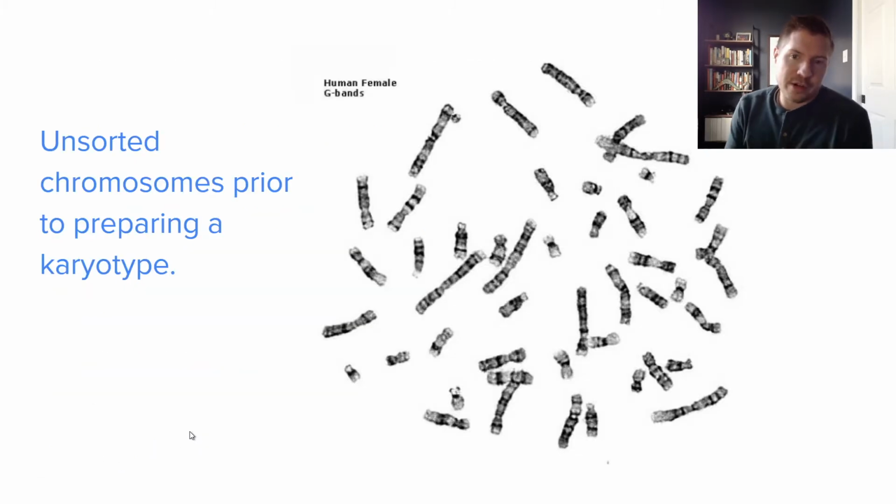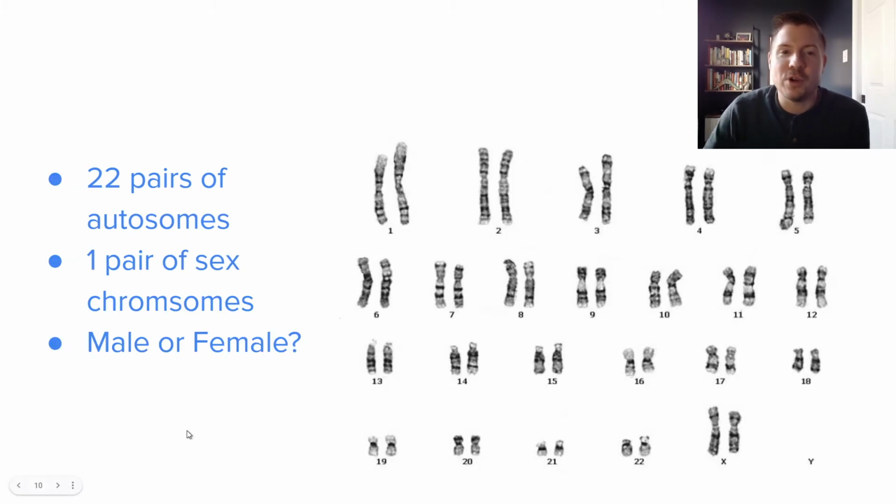So before the karyotypes are organized, you will get the stained bands, but the chromosomes will not be in any sort of order. Once you organize them, you could get something like this. And so take a look at this picture, and you want to make sure you can look at this and first quickly be able to tell, is this karyotype from a male or female? So take a second to look at it there.